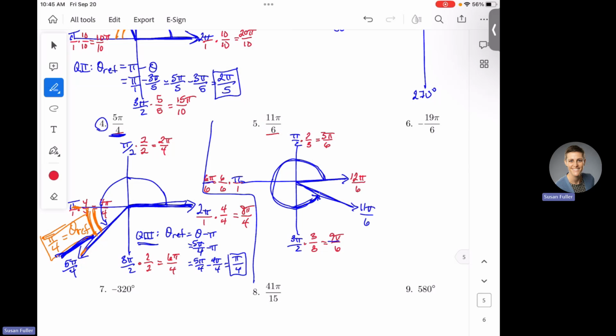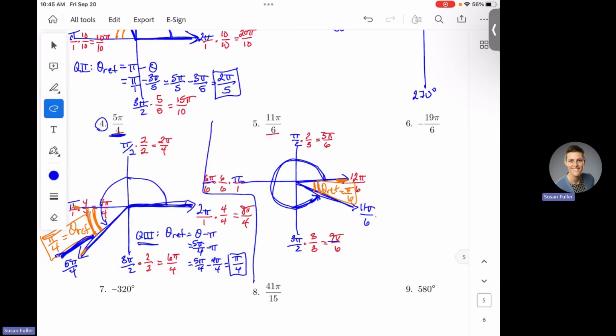Now that we have it graphed, let's figure out where my reference angle is. Where is the smallest angle between your terminal side and the x-axis? Yep, it's right here. That's my theta ref. So I have to figure out how much space is between my terminal side and the x-axis. My terminal side ends here at 11 pi over 6, and the x-axis, the closest part, is here at 12 pi over 6. So how much space is between 11 pi over 6 and 12 pi over 6? Yep, it's 1 pi over 6. That is my reference angle.